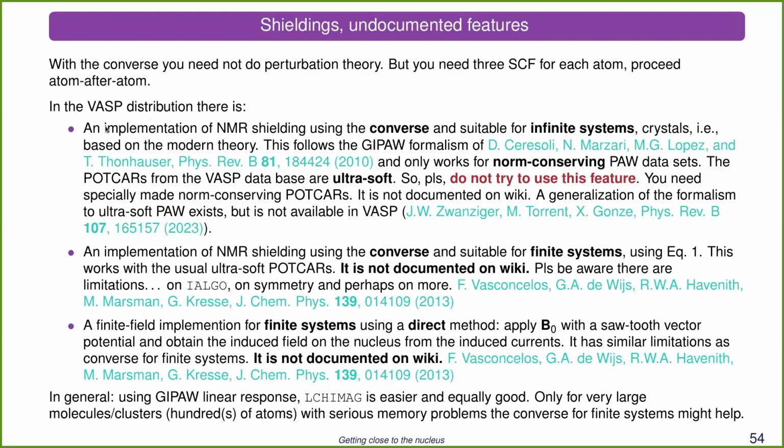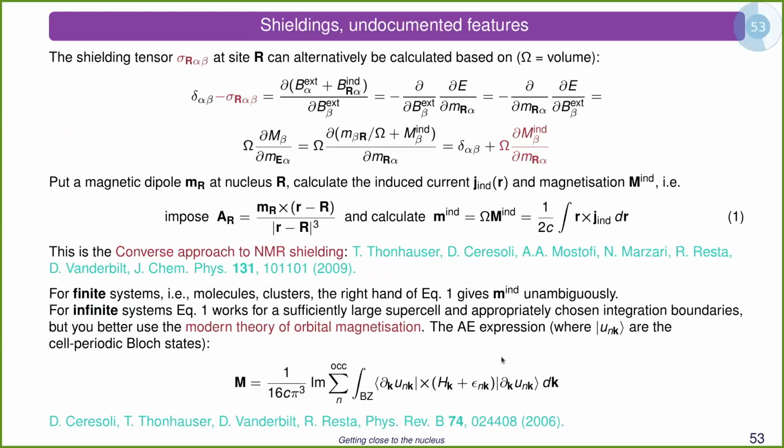So what are now the undocumented features? It is the implementation of the NMR shieldings with the converse approach for infinite systems using this crazy formula. It follows this paper essentially, but it only works for norm-conserving potentials. And the standard ones are ultrasoft. So there is a warning here. Even if you find how to use this, don't do it because you will get nonsense with this. So don't do it.